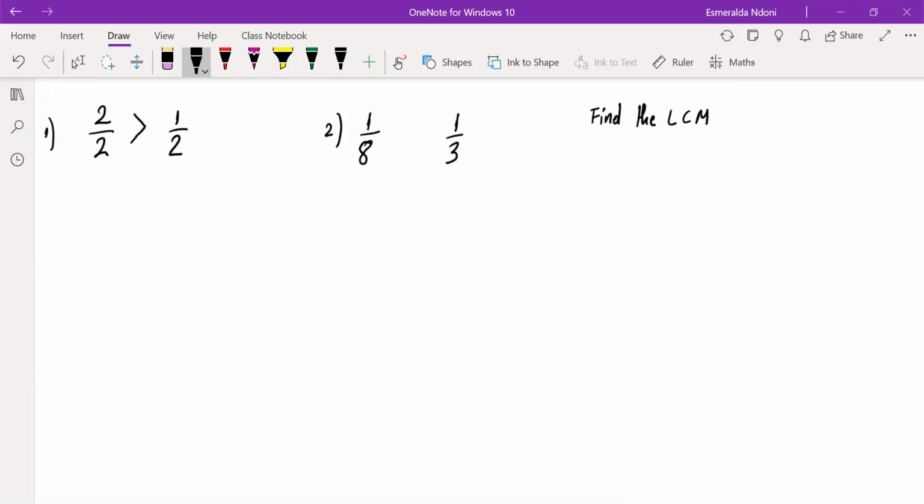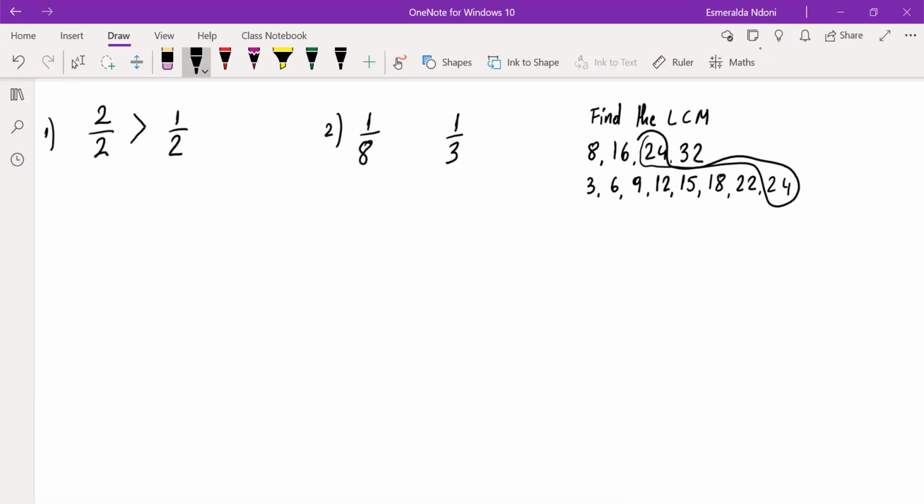Let's do this together. We know this very well by now, so let's give it a good go. 8. Next number, 16. Next number, 24. Next number, 32. I'm going to give it a pause there. We'll see how we go with the 3. Let's do the multiples of 3. 3, 6, 9, 12, 15, 18, 21, 24. I found my LCM, and that is 24.